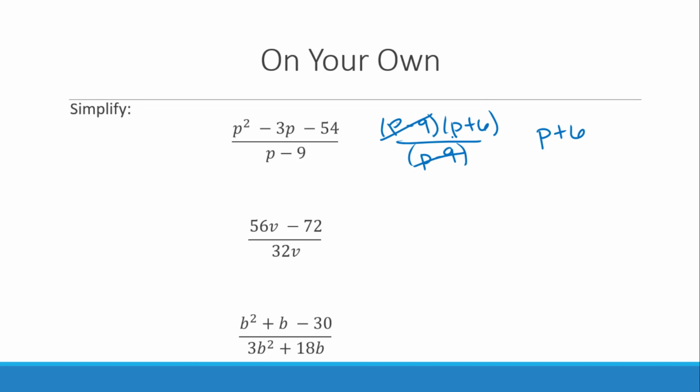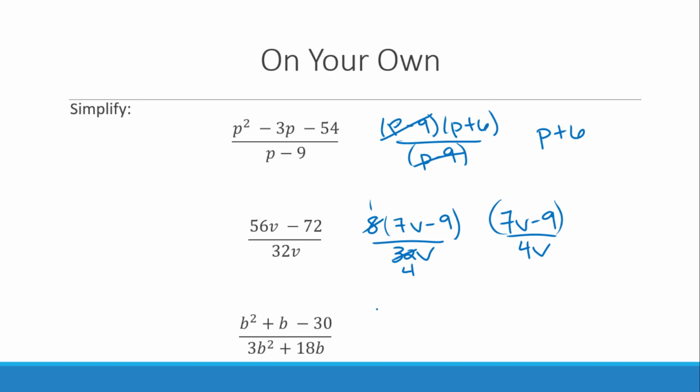It's only if this p plus 6 was in the denominator would you need to put a 1 in your numerator. Now this one here, what you can do is you can pull out a GCF, which would be 8, which is going to leave you 7v minus 9 all over 32v. I can't mess with what's inside parentheses, but I can reduce 8 over 32 down into 1 over 4. So my final answer would be 7v minus 9 all over 4v.